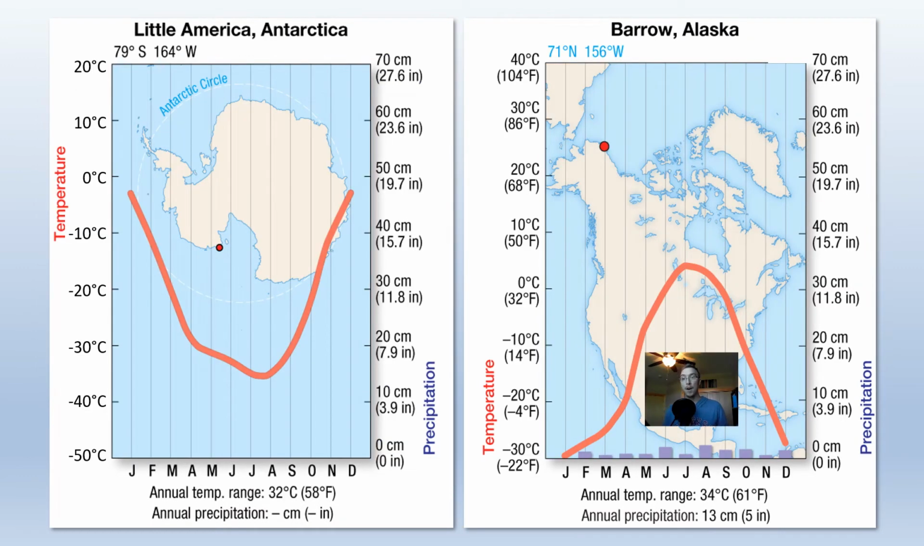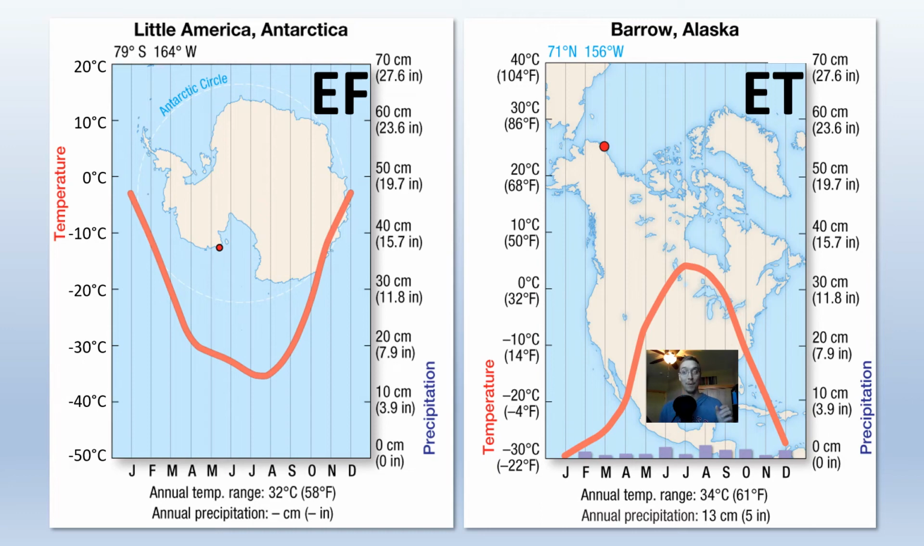Here we have Little America in Antarctica and Barrow, Alaska. Again, please note the difference in the axes between the two examples while you're working through things. Go ahead and pause now. All right, Little America is an EF climate while Barrow is an ET climate.